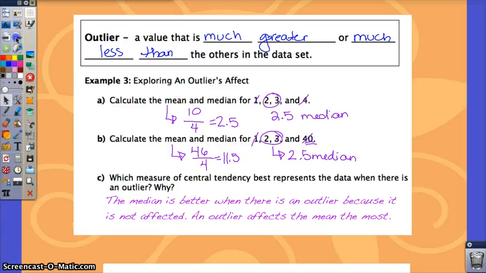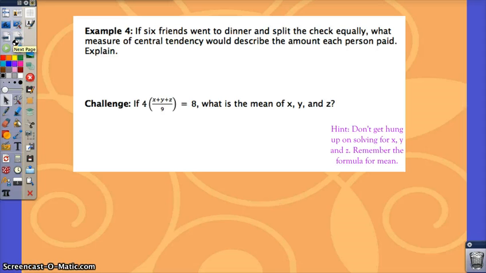So make corrections if you need to. Hopefully you have something similar to that written down and you're good. Example 4 then: if 6 friends went to dinner and split the check equally, which measure of central tendency would describe the amount each person paid, and explain? Since they're splitting the check equally, would that be the mean, the median, or the mode? Hopefully you're saying the mean.